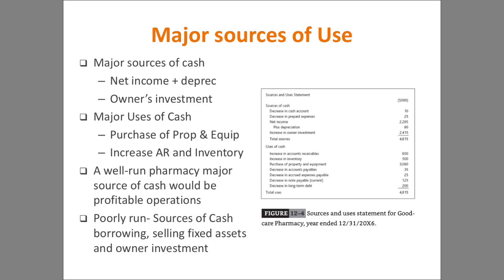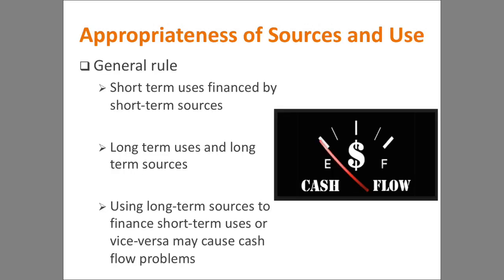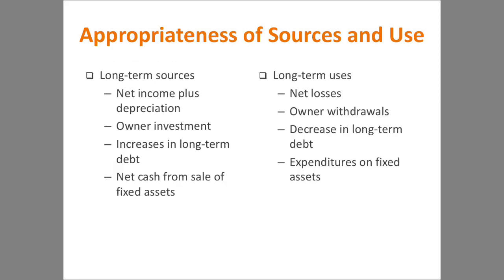A well-run pharmacy's major source of cash would be profitable operations. Poorly run sources of cash are borrowing, selling fixed assets, and the owners having to reinvest their own money into the company. So a general rule in dealing with cash: short-term uses should be financed by short-term sources, such as sales. Long-term uses should be funded by long-term sources, such as investments of net income into long-term assets. So using long-term sources to finance short-term uses or vice versa may cause cash flow problems.